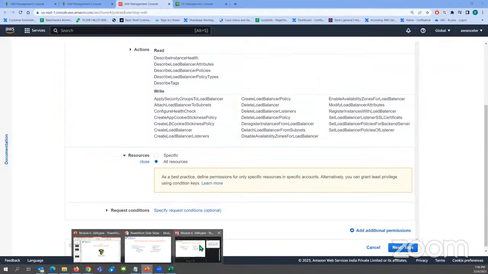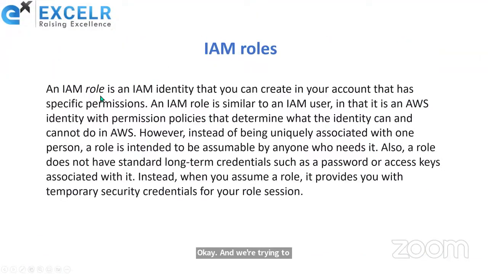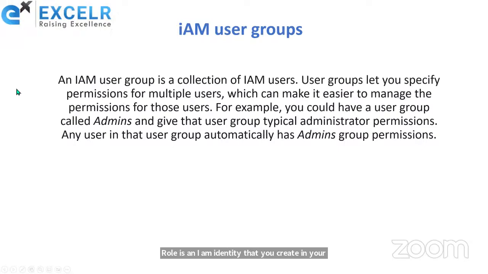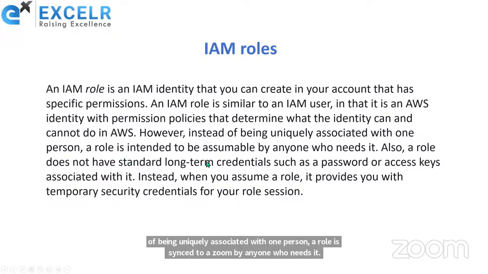Okay, and when going here, IAM roles. An IAM role is an IAM identity that you create in your account that has specific permissions. An IAM role is similar to an IAM user in that it is an AWS identity with permission policies that determine what the identity can and cannot do in AWS. However, instead of being uniquely associated with one person, a role is intended to be assumable by anyone who needs it. Also, a role does not have standard long-term credentials such as a password or access keys.